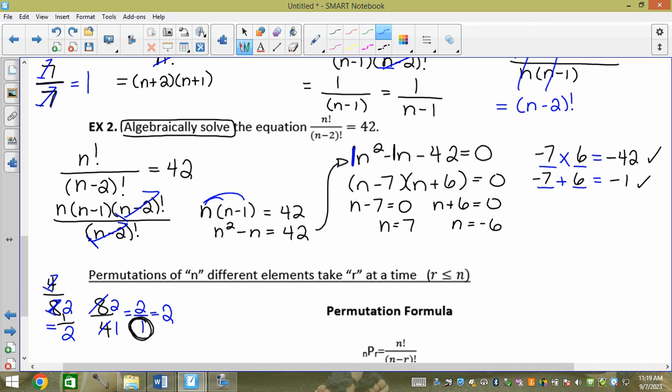So if I plug the 7 back in here, I get 7 factorial divided by 5 factorial, right? Technically I could check this, so I would go 7 factorial over 7 minus 2 factorial equals 42. Then this would be 7 factorial over 5 factorial equals 42. And then I could go 7 times 6 times 5 factorial over 5 factorial equals 42. Or you can type it in your calculator. Either way, 42 equals 42. I can check. Every time I solve, I can check. I can be happy. Yes? Yes. So this one is good.